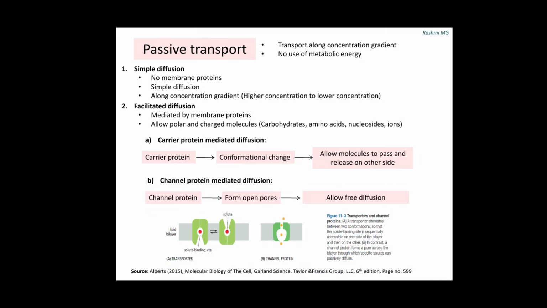Facilitated diffusion may be carrier protein or channel protein mediated. The rate of transport of the molecule across the membrane is far greater in facilitated diffusion as compared to simple diffusion. Facilitated diffusion allows polar and charged molecules such as carbohydrates, amino acids, nucleosides, and ions to cross the plasma membrane.